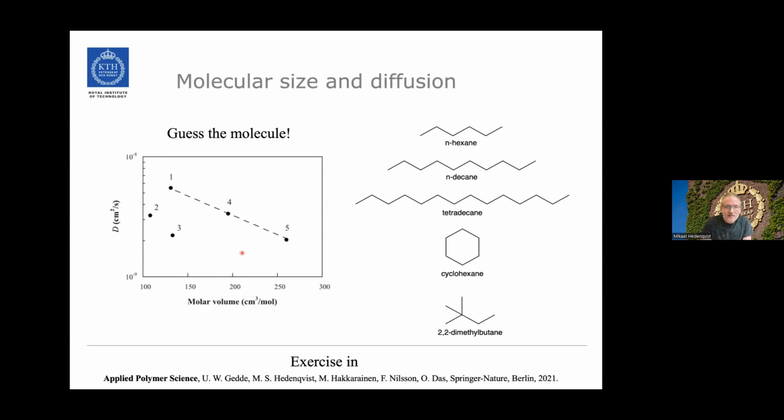So here is another question. Guess the molecule, just to see how different it can be depending on the size of the molecule and the shape. So here we have 3 linear paraffins with different length, and we have cyclohexane, and we have 2,2-dimethylbutane. And then we have diffusivity as a function of the size of the molecule. This is in a polyethylene material. The ones that are fitted in a straight line here is actually these 3. And cyclohexane is there, and 2,2-dimethylbutane is here.